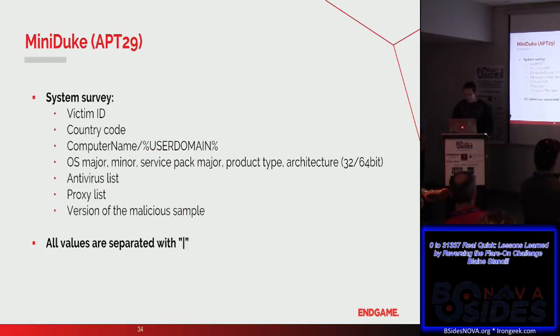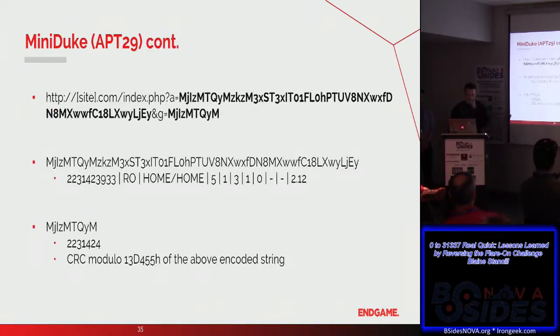Alright, as a real-world example, instead of just a CTF challenge, I'm going to introduce a piece of malware called MiniDuke, written by a group called APT29, a suspected Russian group. Once this malware gets on your box, it does a quick system survey. It assigns a unique victim ID, gets country codes, the AV list, etc., and concatenates all those values with a pipe symbol. Then it Base64 encodes that data and ships it on the wire back to its command and control node.